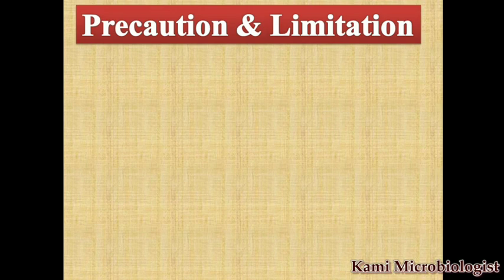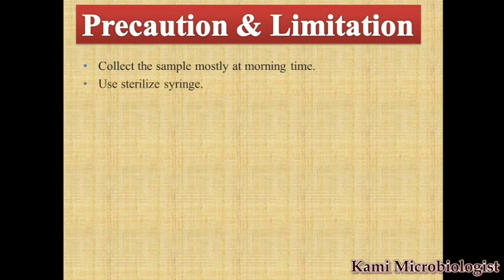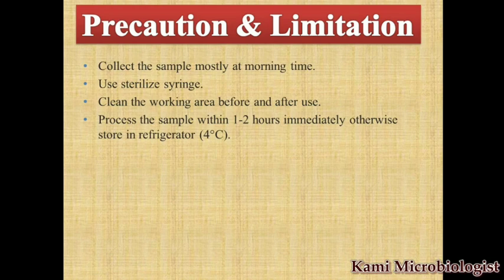Now let's see the limitations and precautions. The first limitation and precaution is that you must collect the sample at morning time. You have to use a sterilized syringe. You have to clean the working area before and after use. Once the sample is collected, it must be processed immediately within 1 to 2 hours, otherwise there will be contamination. And if you are not using it, you have to store it in the refrigerator. That will slow the bacterial growth.